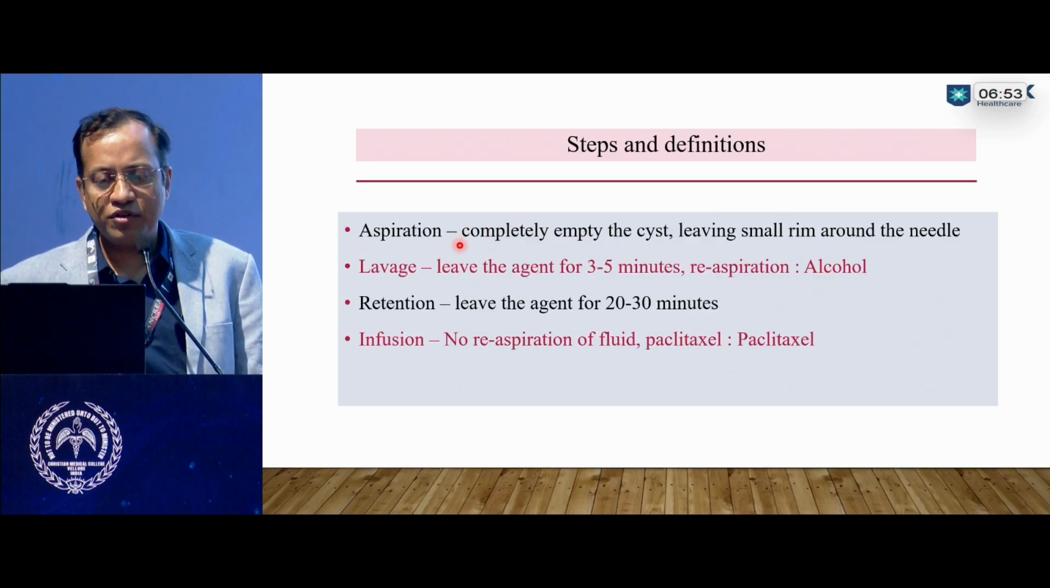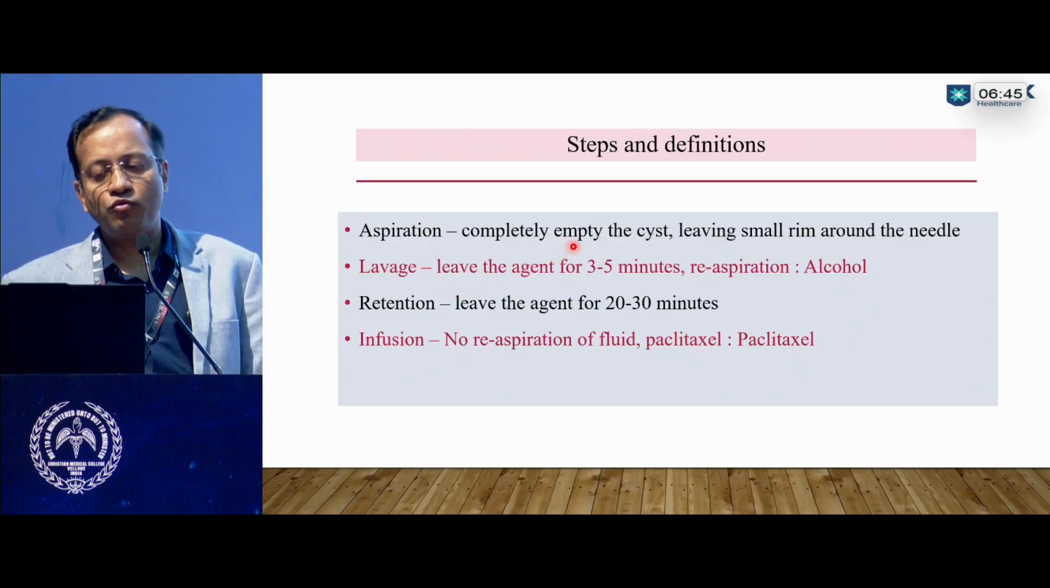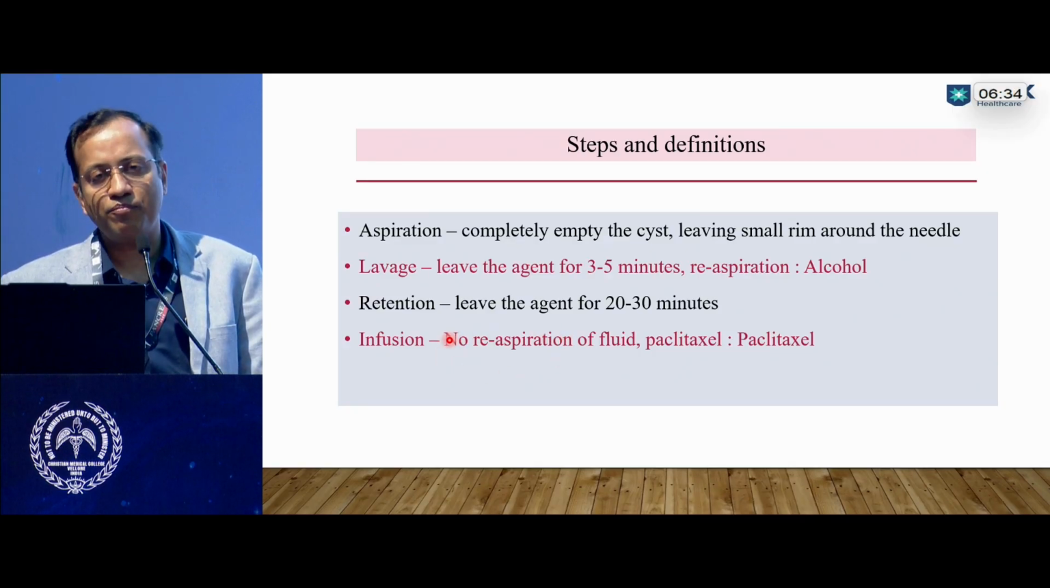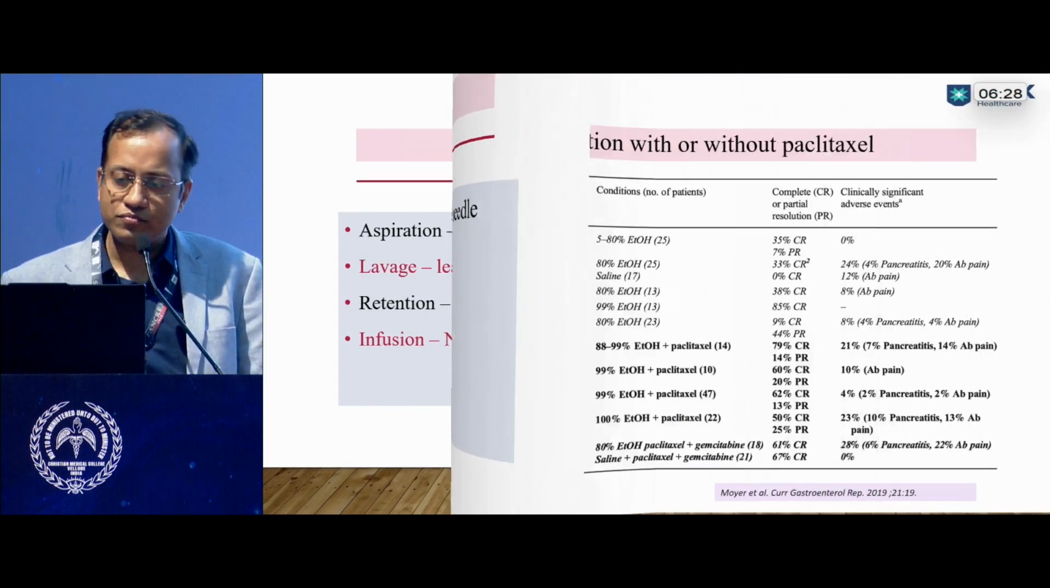So we aspirate the cyst and replace the volume with an equal volume of chemotherapeutic agent. In aspiration we completely empty the cyst. With alcohol we use the lavage technique. We inject alcohol in the cyst and leave it for 3 to 5 minutes, and then we have to re-aspirate the alcohol. With paclitaxel or gemcitabine, we have to do the infusion technique, where we infuse the cyst with the paclitaxel or gemcitabine, and there is no need for re-aspiration; they are left in situ.